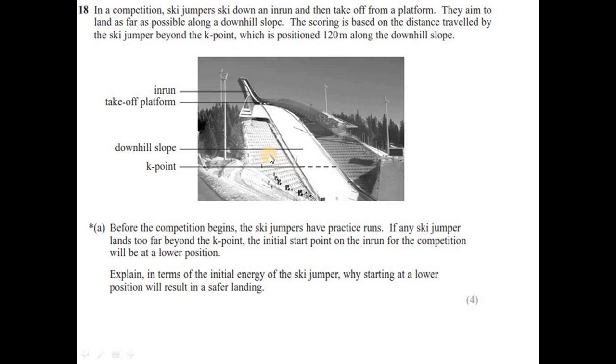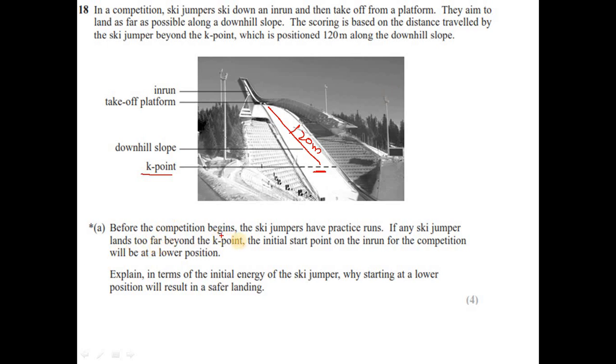Okay, question number 18. In a competition, a ski jumper skis down an in-run and then takes off from a platform. They aim to land as far as possible along a downhill slope. The scoring is based on the distance traveled by the ski jumper beyond the key point. This is the K point, which is positioned at 120 meters along the downhill. That means this distance might be 120 meters down the slope.